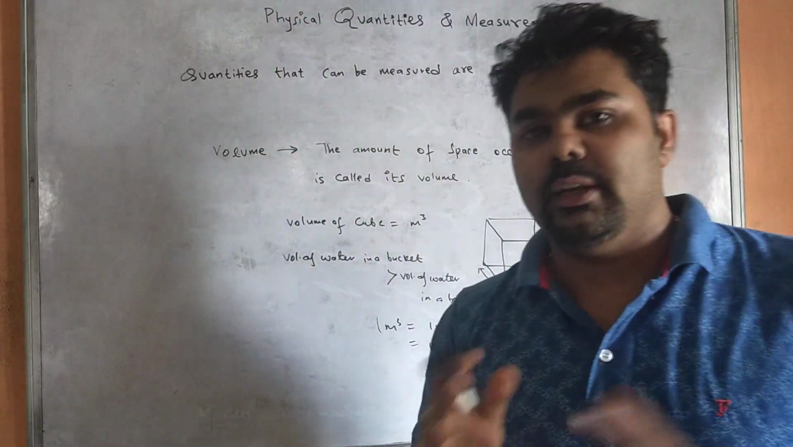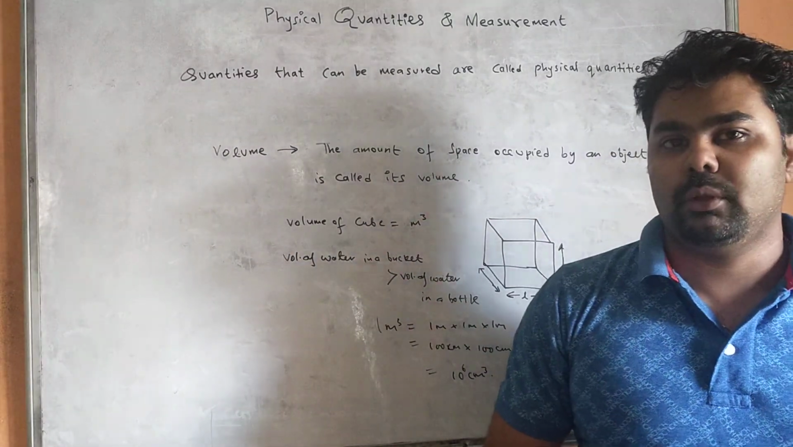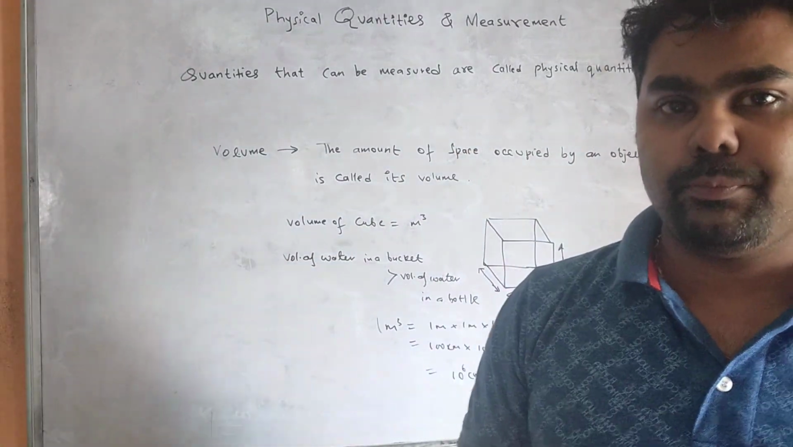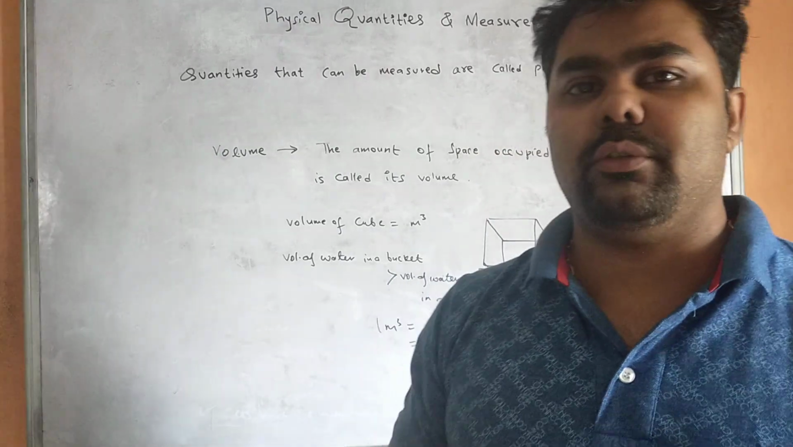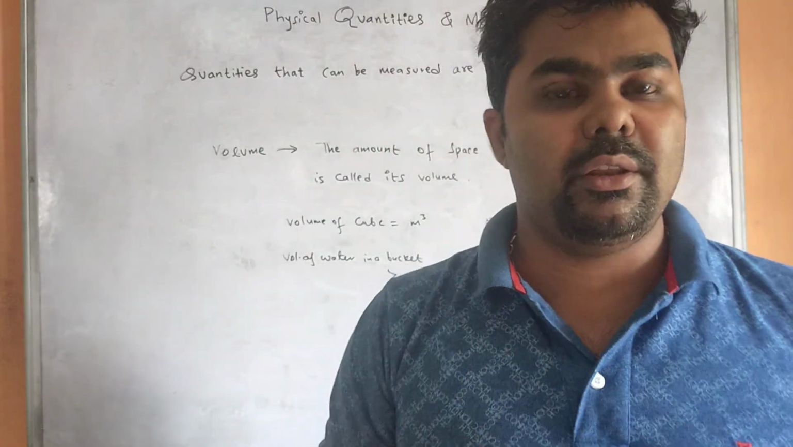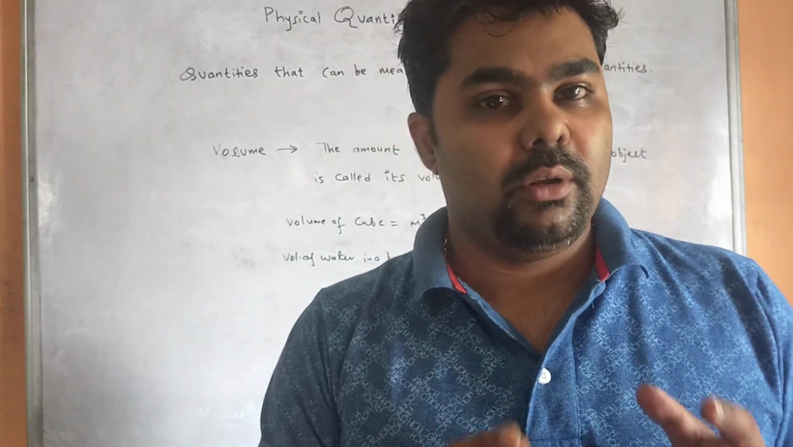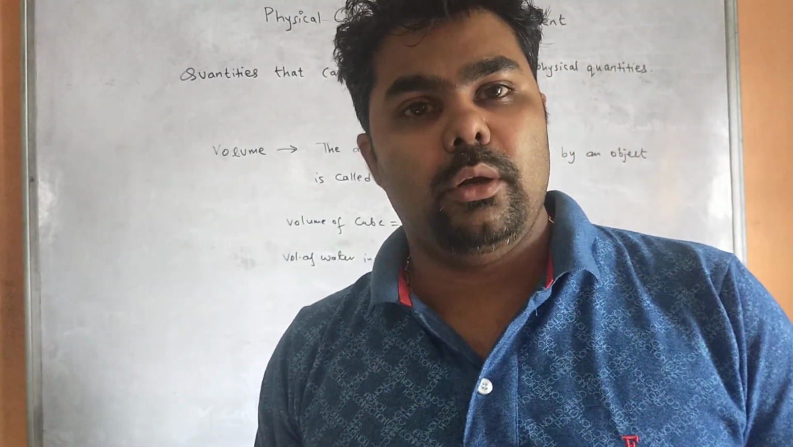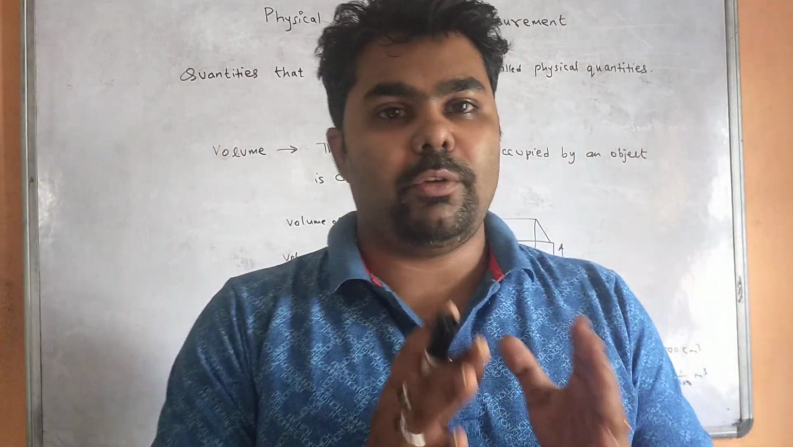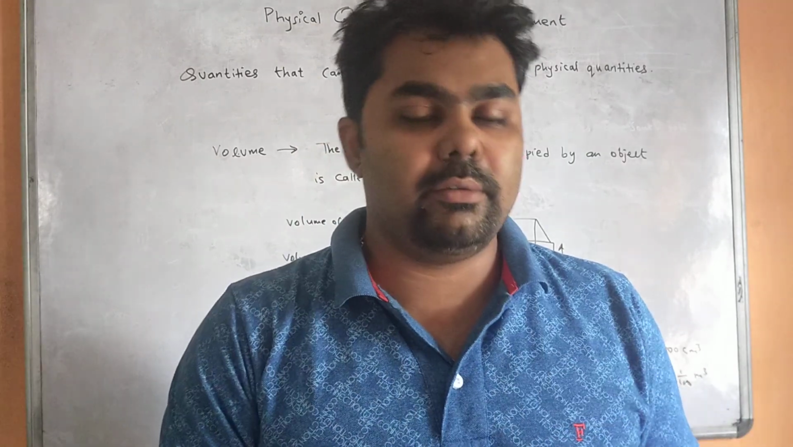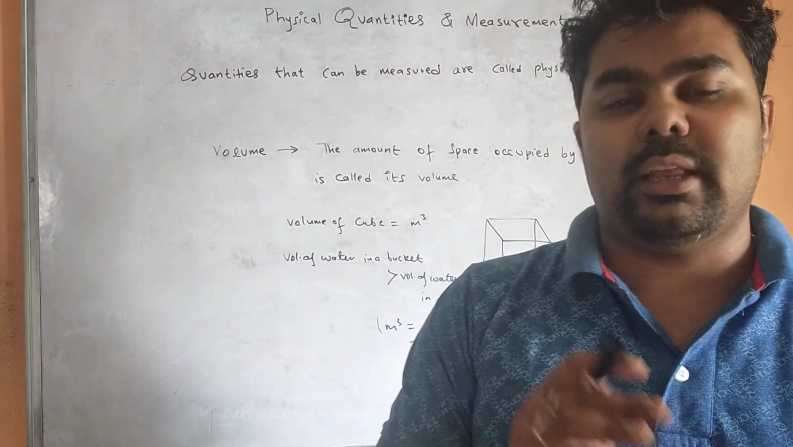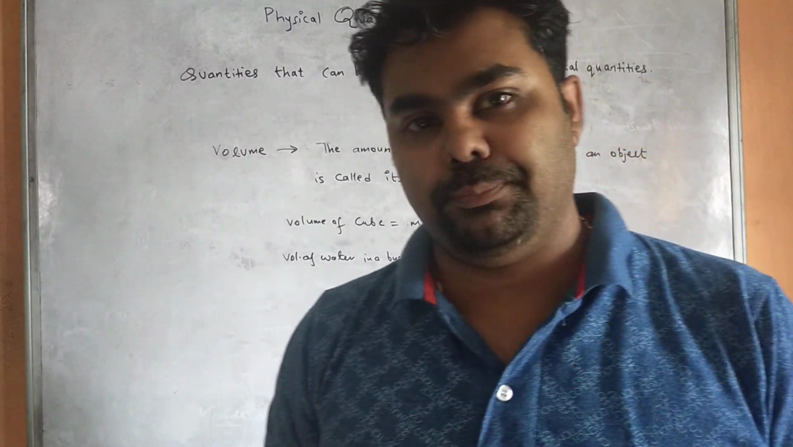That means gases and liquids also have volume. Suppose there is one bicycle tire, and there is a bigger truck tire. The air inside the bicycle tire will have less volume as compared to the air in the truck tire. So the volume of air in a bicycle tire is less than the volume of air in a truck tire. Liquid also has volume.